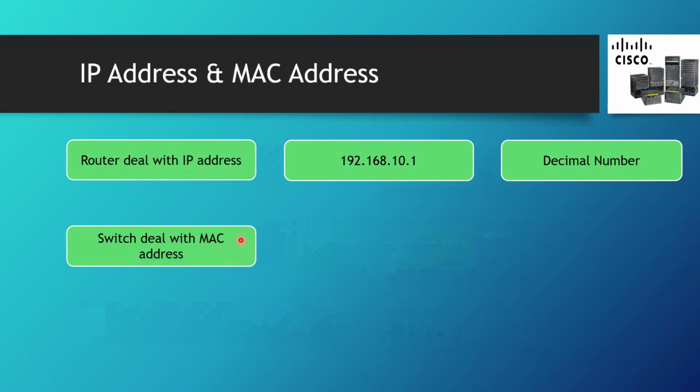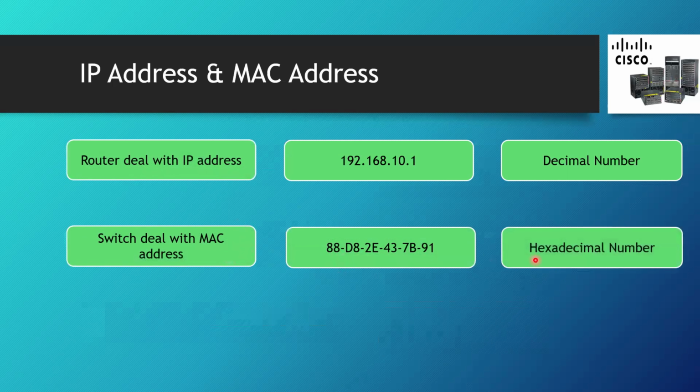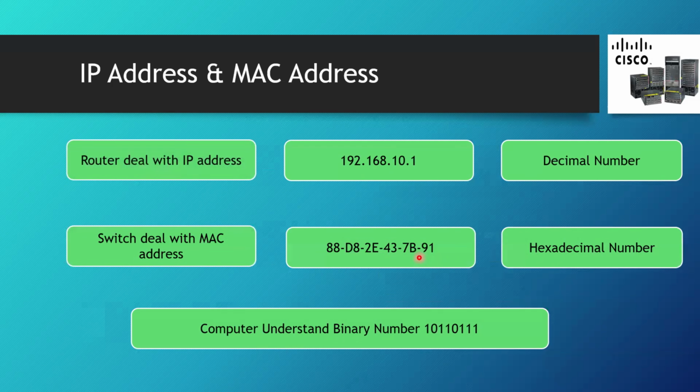Let's say switch deals with MAC address. This is one of the MAC addresses we have. MAC address is written in hexadecimal format. And computers actually understand binary. So whether you write any decimal or any hexadecimal format, eventually the computer will understand that communication in a binary way. Binary means all ones and zeros, those bits. So in general, we need to remember that router works with IP address, and switch deals with MAC address.